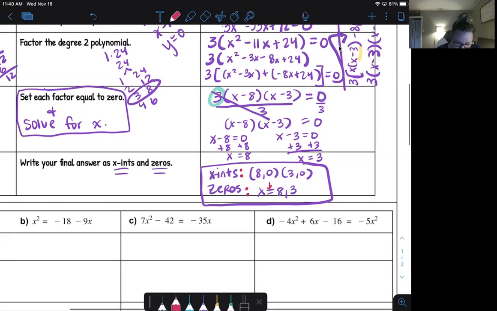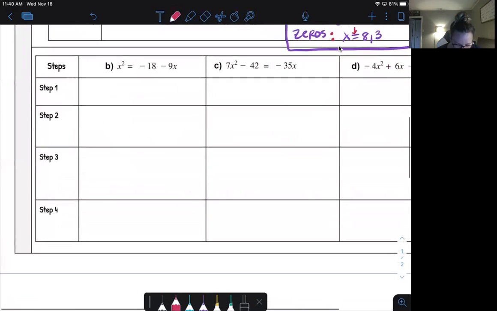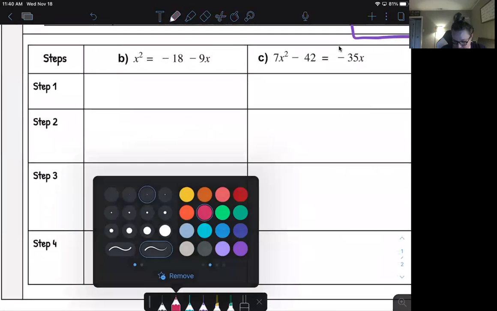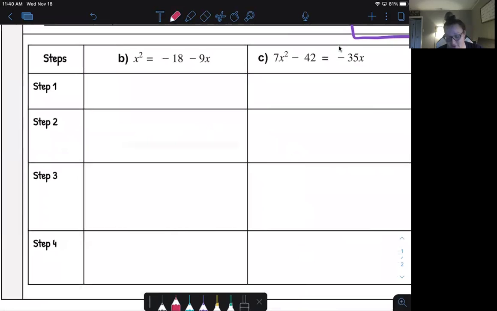Moving on. So let's do one more example. So part B. X squared equals negative 18 minus 9x. So step 1, make the equation equal to 0. There are 2 ways you can do this. 1, you could move the x squared to the right side, or you can move the negative 18 and the negative 9x to the other side. I prefer moving the negative 18 and the negative 9x, so we don't have to deal with a negative x squared.